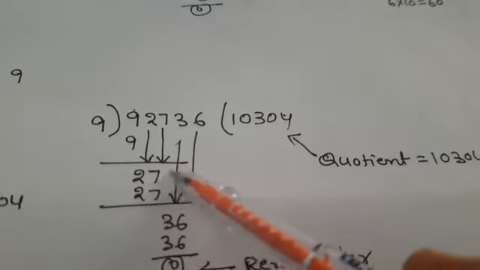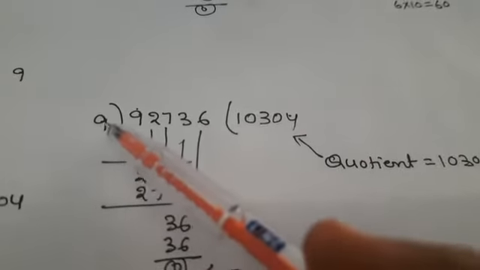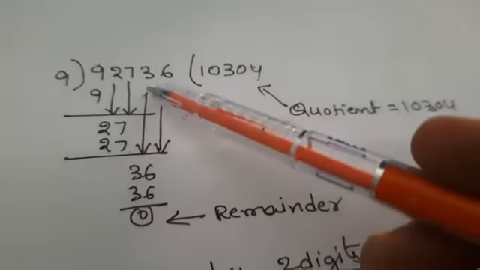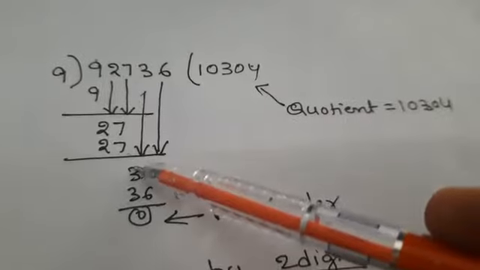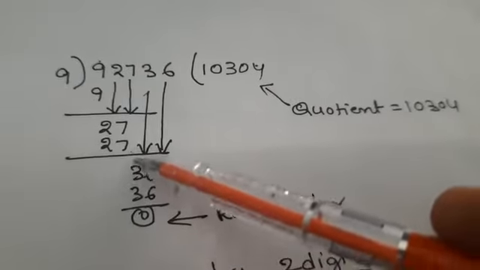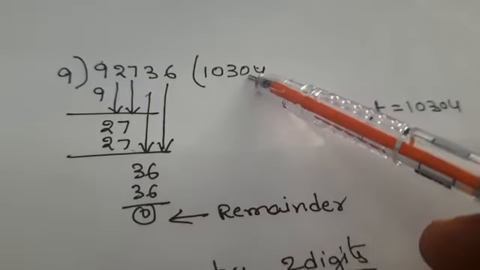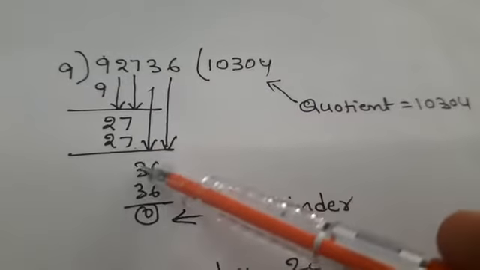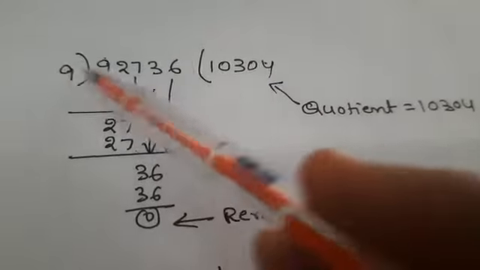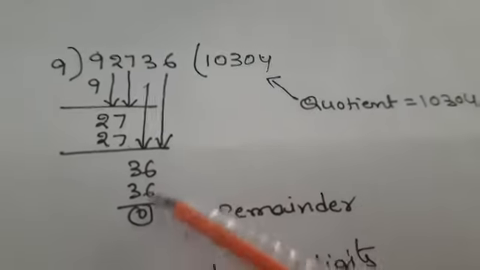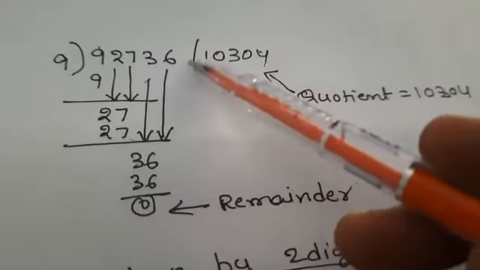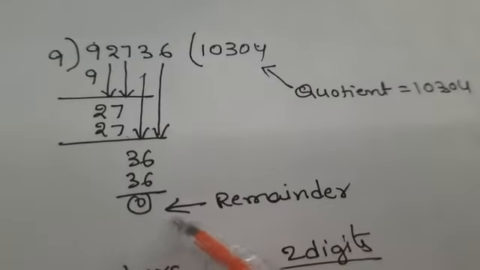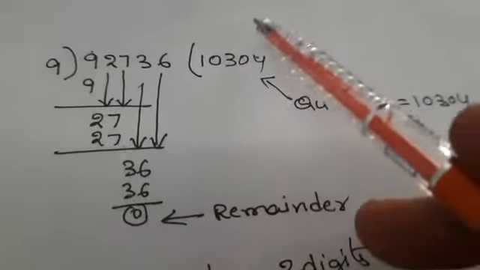Then you will get 27. Now how many times will it go? 9 3s are 27. Again I bring down the next number 3. 3 means it will go 0 times. So again bring down 6. 36 will be there. So 9 4s are 36. And there are no digits left. So whatever we got here, the remainder is 0. So this is the quotient.